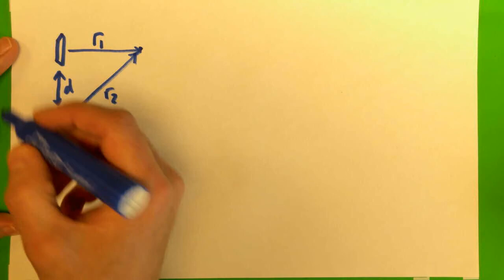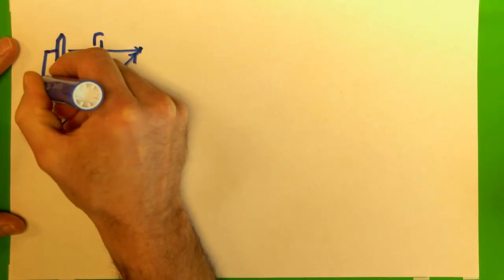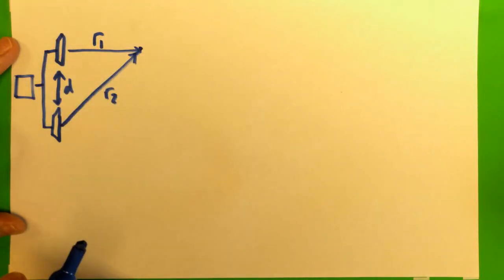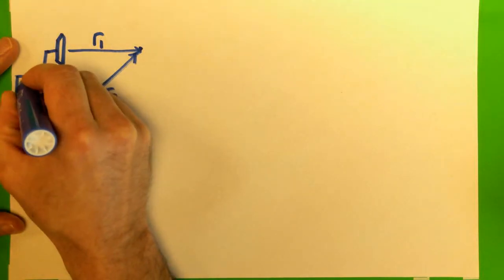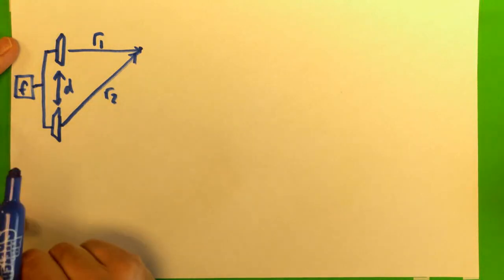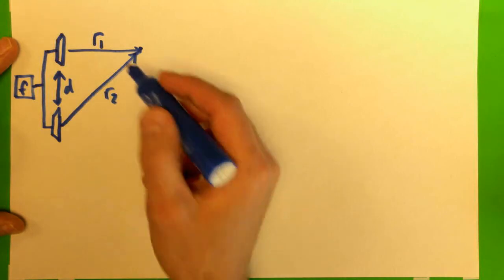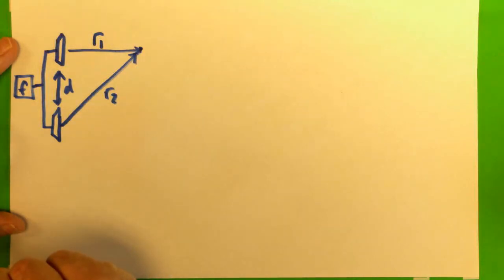Okay, some other information I need is these two speakers are driven by the same source. So I have some function generator that gives a single frequency, and so I'm going to say that's some frequency f, and it's driving them together. Okay, so I'm going to ask a little bit later, what does that mean? So my goal is to find, is this point constructive, destructive, or somewhere in between?